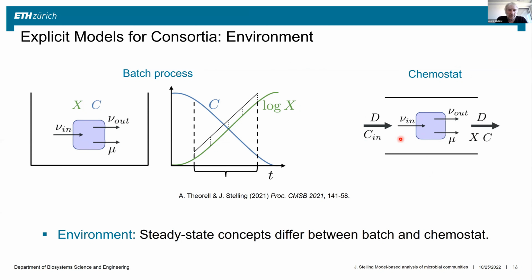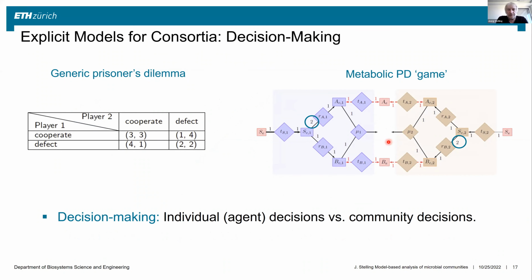So the point here is that really the environment should be explicit because the steady state concepts differ between these two assumptions here. So then we went and tried to look at what are the possible scenarios that essentially tell us what decisions a community could make. And there are classical models from game theory, such as the prisoner's dilemma. This is shown here on the left.